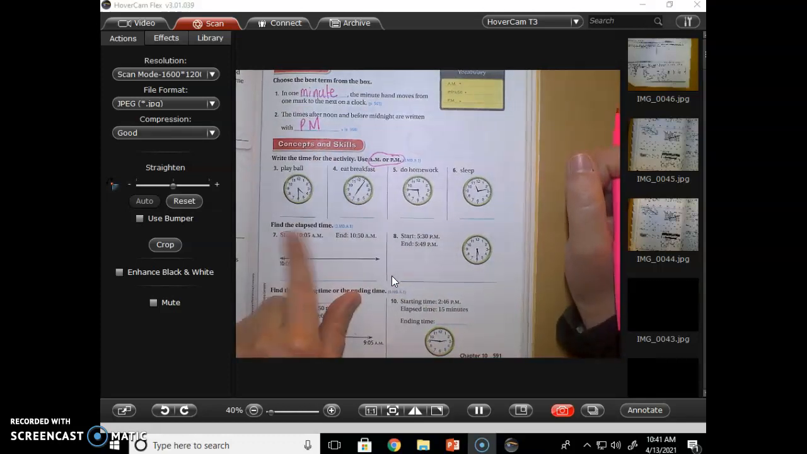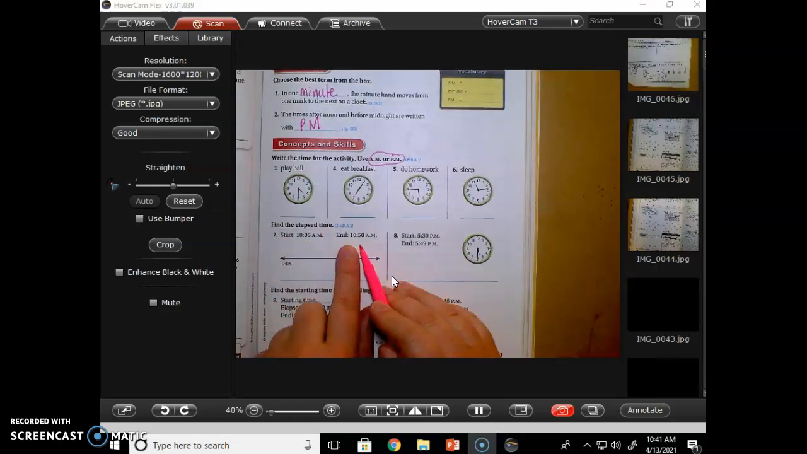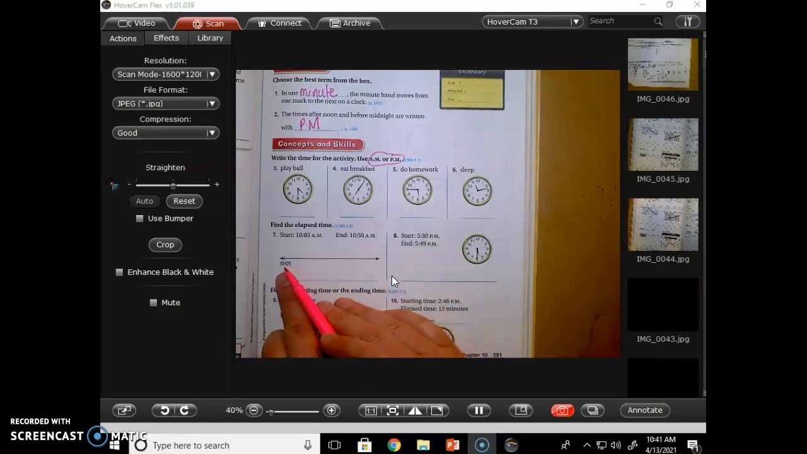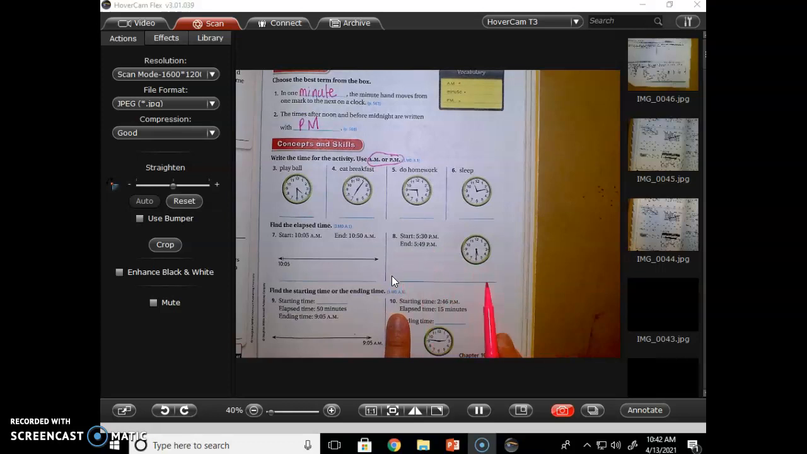Then we're going to find the elapsed time. If you start at 10:05 and end at 10:50. How are you going to get there? You're at 10:05 and you need to get to 10:50. Use your number line to find your answer. We start at 5:30 and we end at 5:49. Make a number line to get there once again.